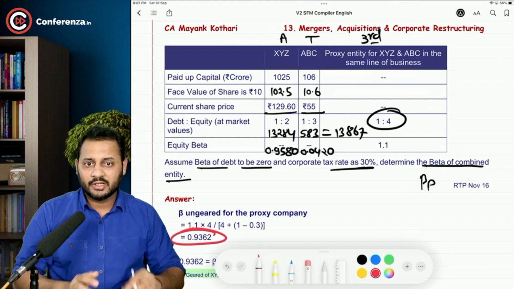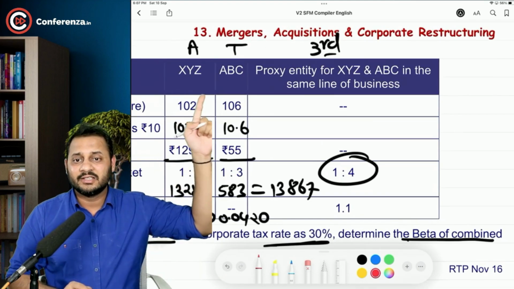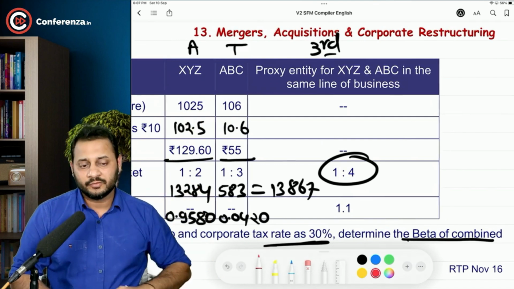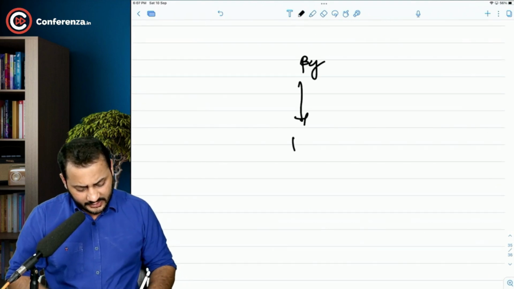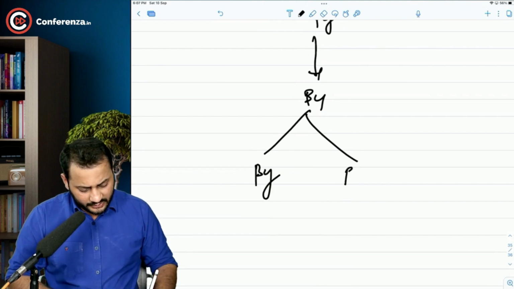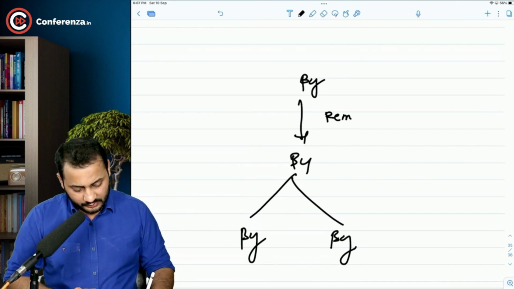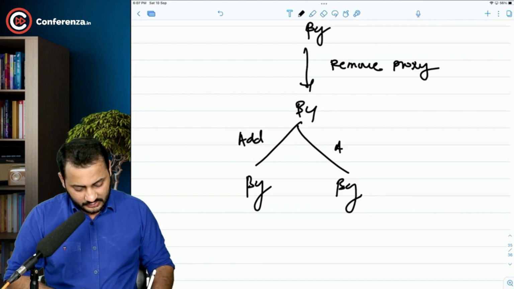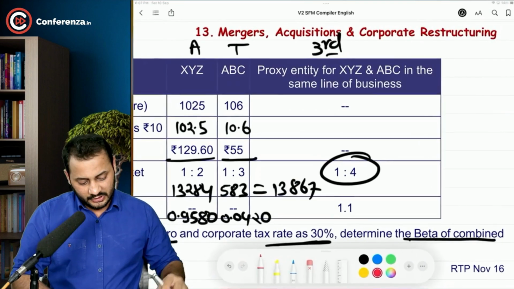Use the ungeared beta twice for XYZ and ABC. We needed the geared beta for XYZ and ABC in the formula because we had the debt in the company. That's why we needed geared beta. So what we did ultimately is this: we converted this geared beta into ungeared beta and we used it twice for two different companies to calculate the two geared betas once again. That's it. So we removed the proxy's debt equity and we added the ABC and XYZ's debt equity in this. That's it. Simple question.